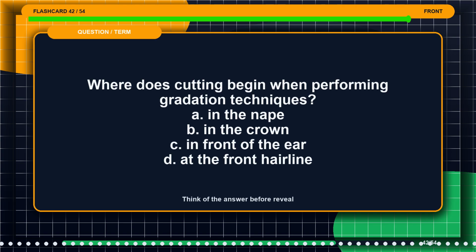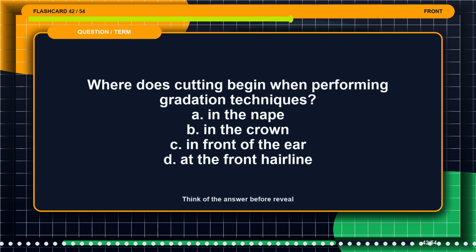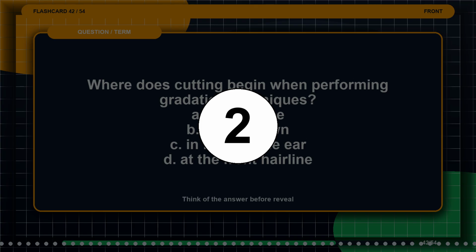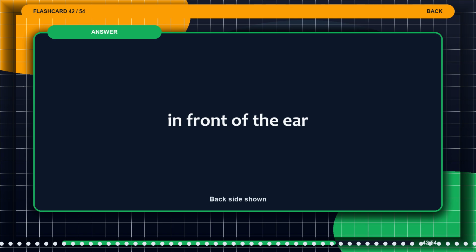Flashcard 42. Where does cutting begin when performing gradation techniques? A. In the nape. B. In the crown. C. In front of the ear. D. At the front hairline. Pause and think of the answer before the reveal. The answer is in front of the ear.